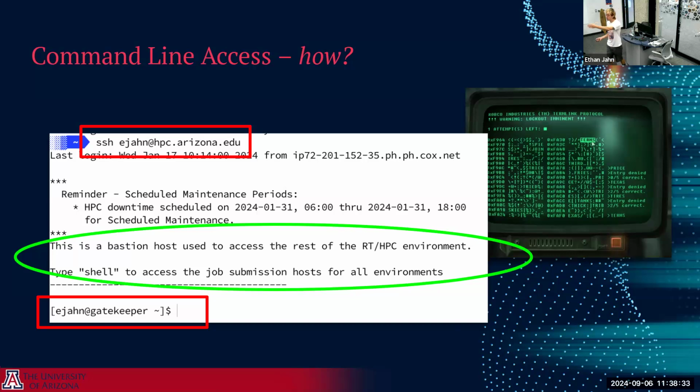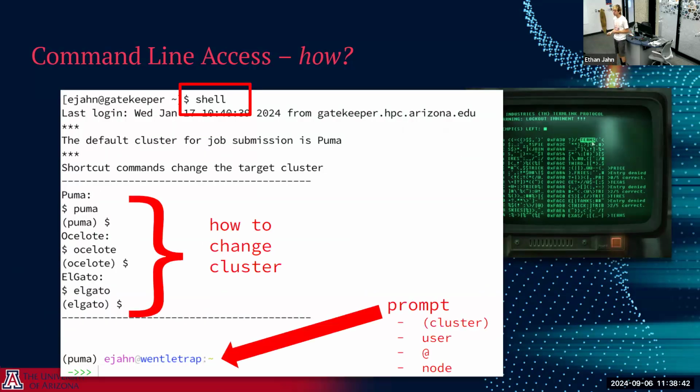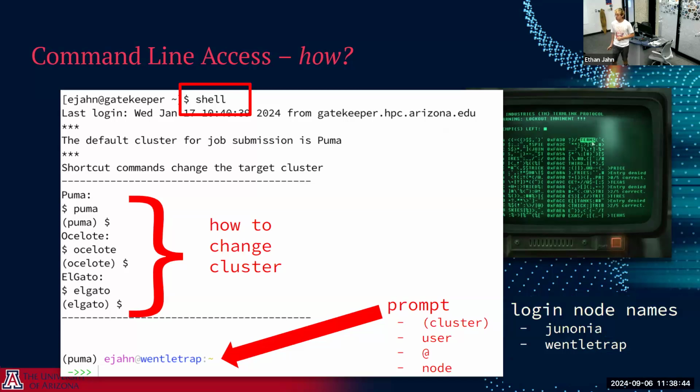So if you see gatekeeper, that means you're not on the full HPC system and that you need to type shell in order to access it. Again, we have that cluster. The two names for the login nodes are Genonia and Wenteltrap. So if you see either of those words coming after your name, you know that you're on the login node.